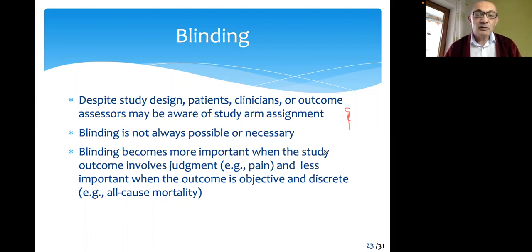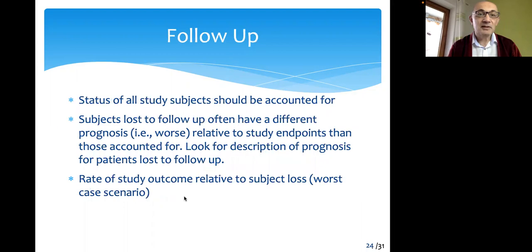Blinding becomes more important when study outcomes involve judgment, like pain, and less important when the outcome is objective and discrete, like all-cause mortality. This is placebo effect. Follow-up: status of all studied subjects should be accounted for. Subjects lost to follow-up often have a different prognosis, that is, worse prognosis, relative to study endpoints than those accounted for. So better to have no loss to follow-up at all.